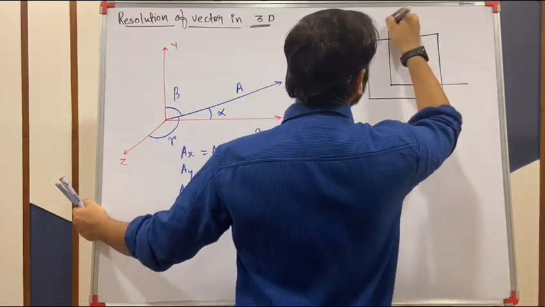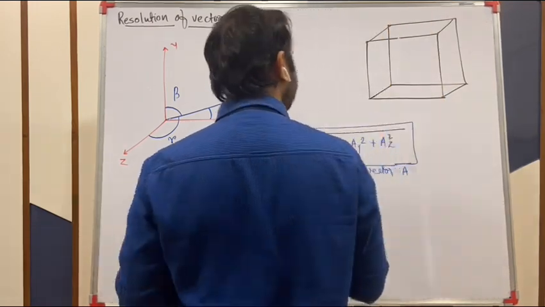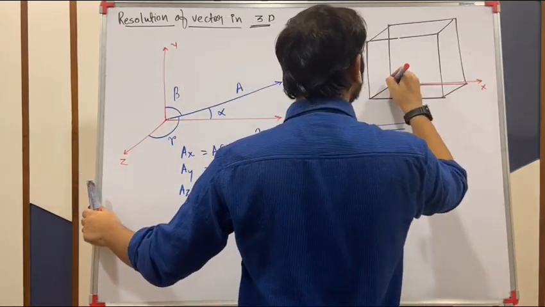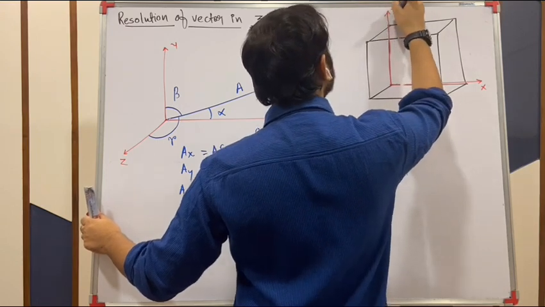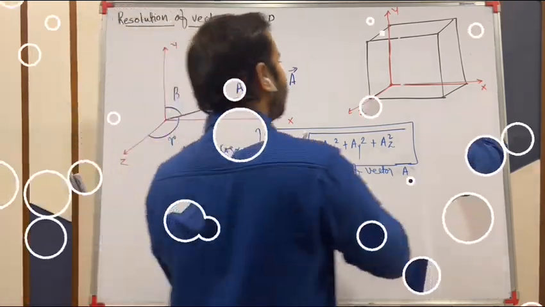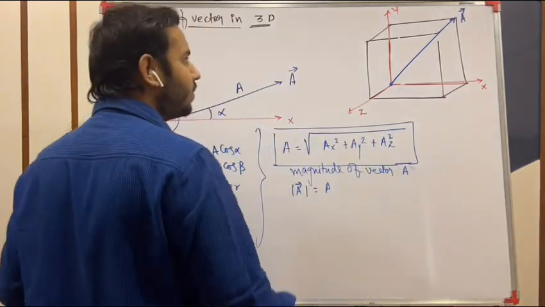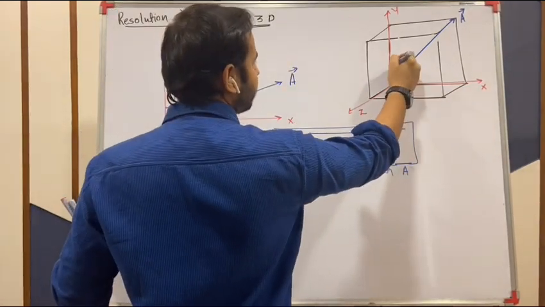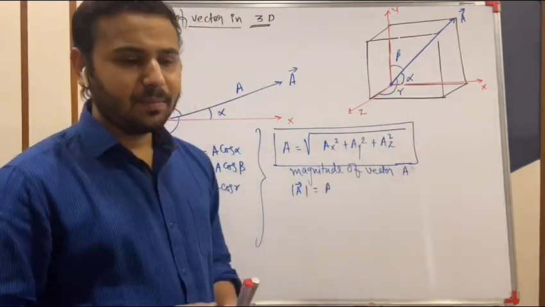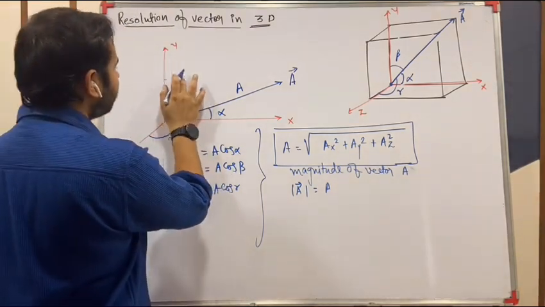This is a box. Okay. So x-axis, say y-axis, and say z-axis. Understood? This will be the vector A, which is making an angle of alpha with x, beta with y, and gamma with z. So this is your vector A. Here you can say like this.